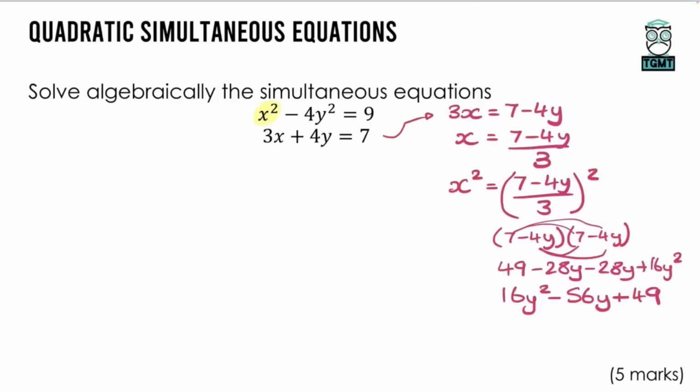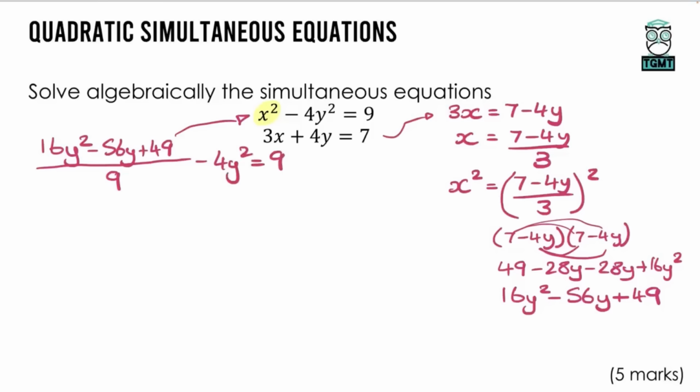Now on the bottom, 3 times 3 is 9, but we can put that now all into this first equation. So we have 16y squared minus 56y plus 49 all over 9, and then we have minus 4y squared is equal to 9. Now in order to get this equal to 0 and into a format that we are used to, we do need to get rid of this fraction, so I need to times by 9, which will get rid of this divide by 9.